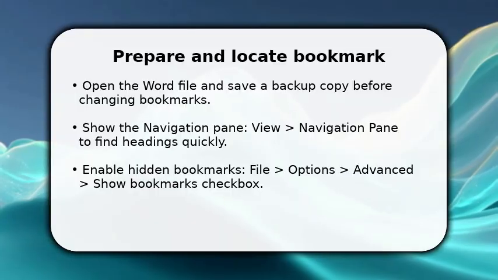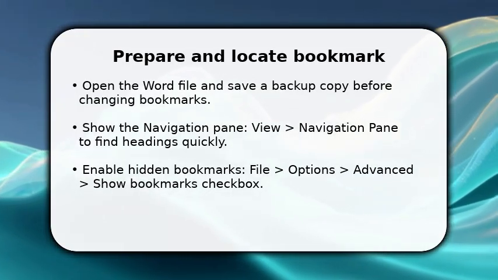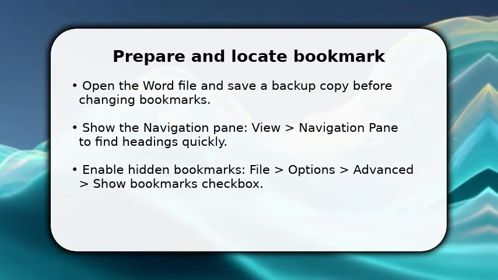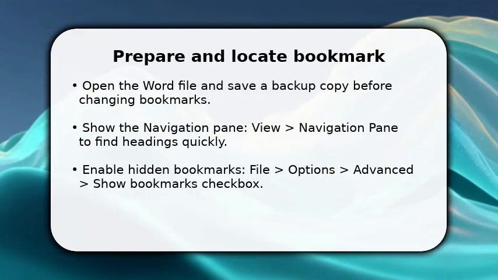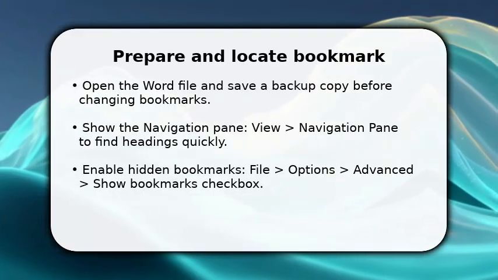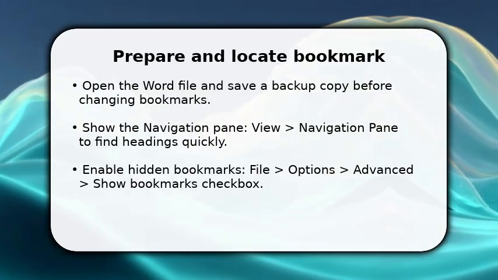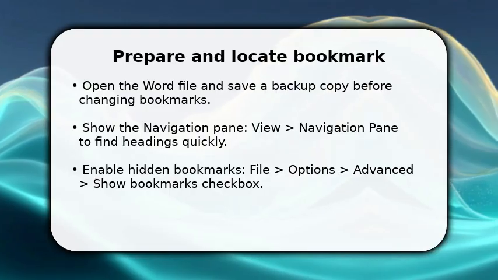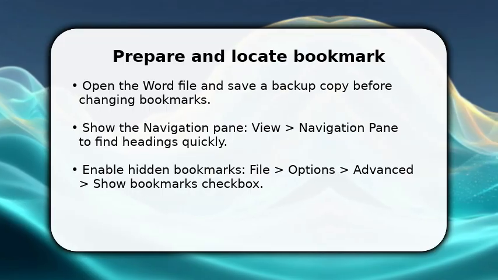You start by opening the document and immediately save a backup. This prevents accidental loss. Next, locate the problematic bookmark by showing bookmarks in the View ribbon and enabling hidden bookmark display in Options, because Word hides them by default. Once visible, click Insert Bookmark to list names. This helps you confirm whether the bookmark exists, is empty, or points to wrong text.